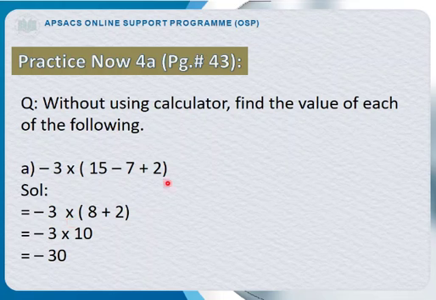First we evaluate this bracket, and in this bracket first we solve 15 minus 7. 15 minus 7 is 8. So we have written 8. Plus sign is written as it is. 2 is written as it is. Now again the bracket is not resolved. First we will add 8 plus 2. 8 plus 2 is 10. Minus 3 as it is. Multiply sign as it is. Now minus 3 into 10 is minus 30.